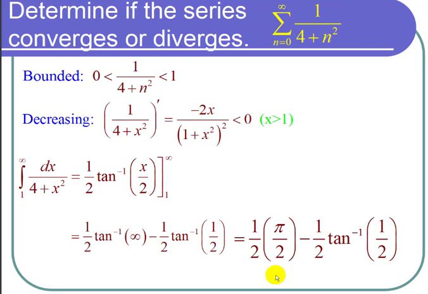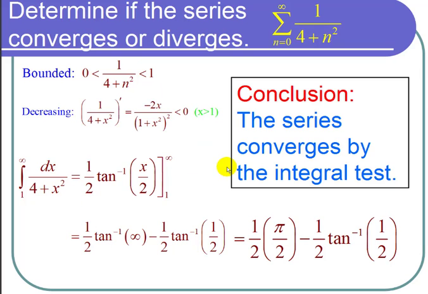And I don't really care what this number is. All I care about is that it's a number. Notice that all of these numbers are well defined, not infinity or anything weird like that. So we can say that the integral converges. And by the integral test, we can make our conclusion that the series converges, again, by the integral test. And I'm done with the problem.